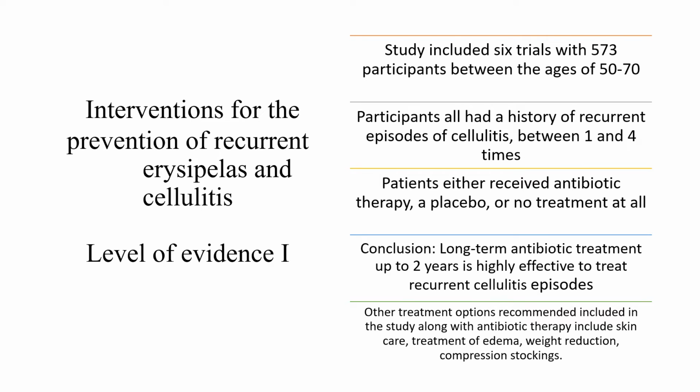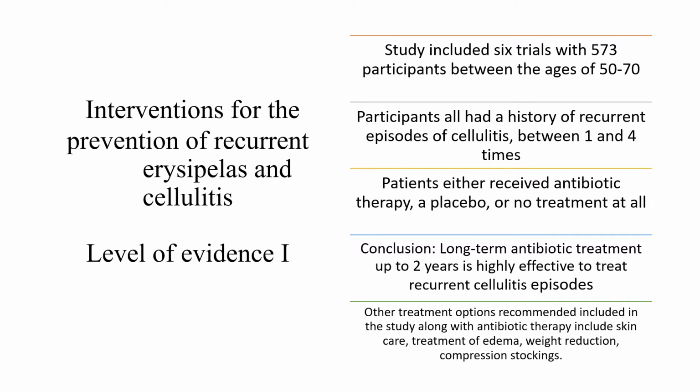It is a level of evidence 1, meaning that it is evidence from a review of randomized controlled trials. This was a study that included 6 trials with 573 participants. They were between the ages of 50 and 70, so my patient falls into this category. And they all had a history of recurrent episodes of cellulitis. They all had between 1 and 4 recurrent episodes. My patient had a history of recurrent cellulitis.